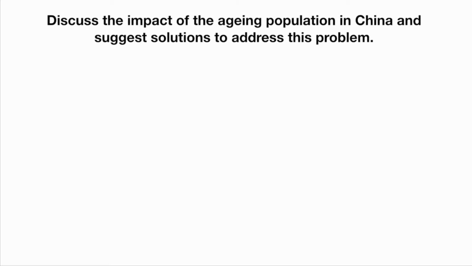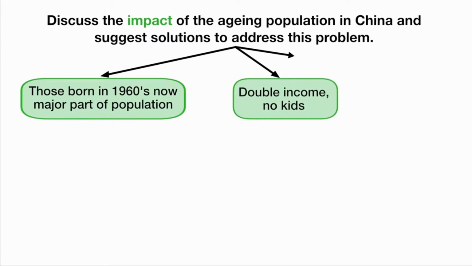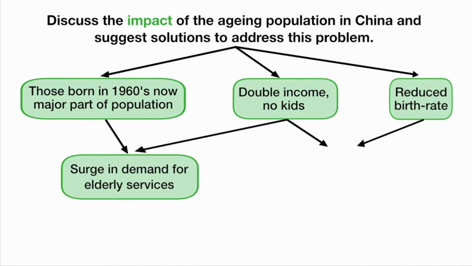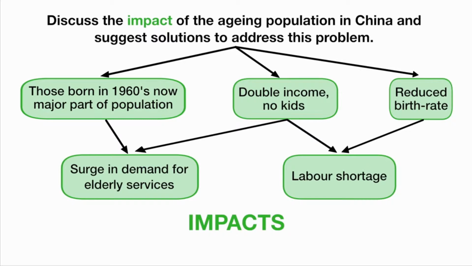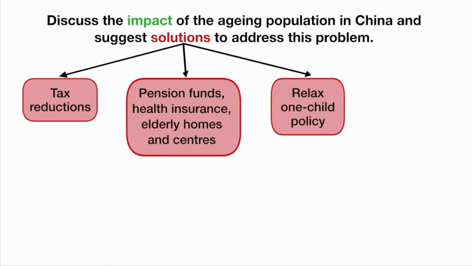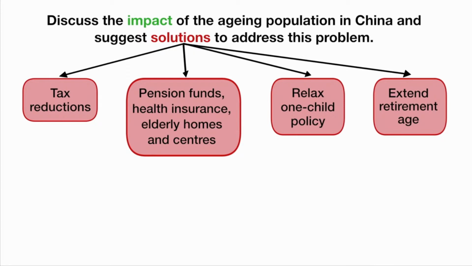Planning is important for all essays. Let's consider this example question. Good planning helps you organize your points well. One way to do this is to use a mind map. Drawing a mind map helps you to clearly see the relationship between the impacts and the possible solutions.